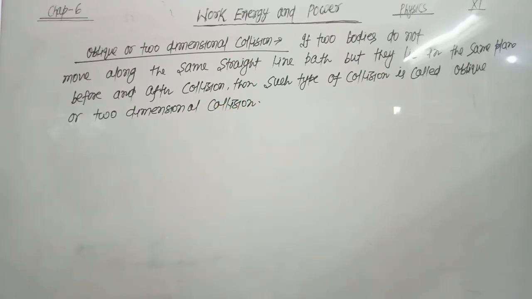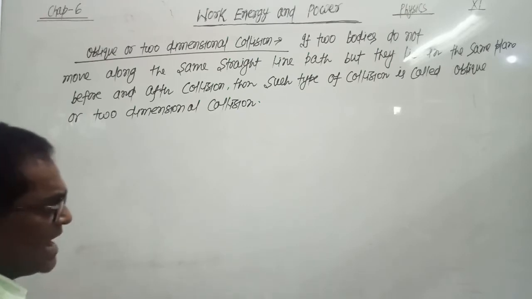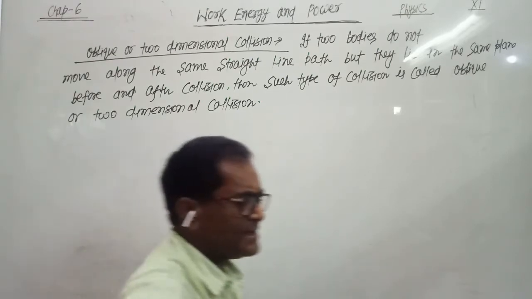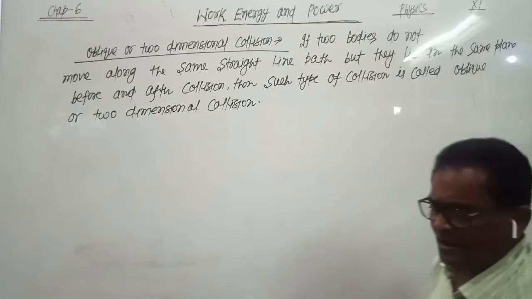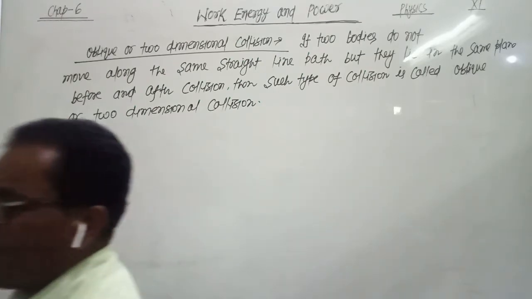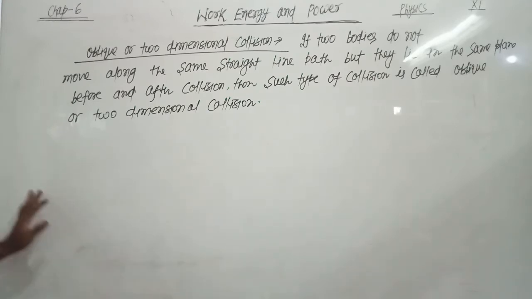So if two bodies do not move along the same straight line path, but they lie in the same plane before and after collision, then such type of collision is called oblique collision or two-dimensional collision.